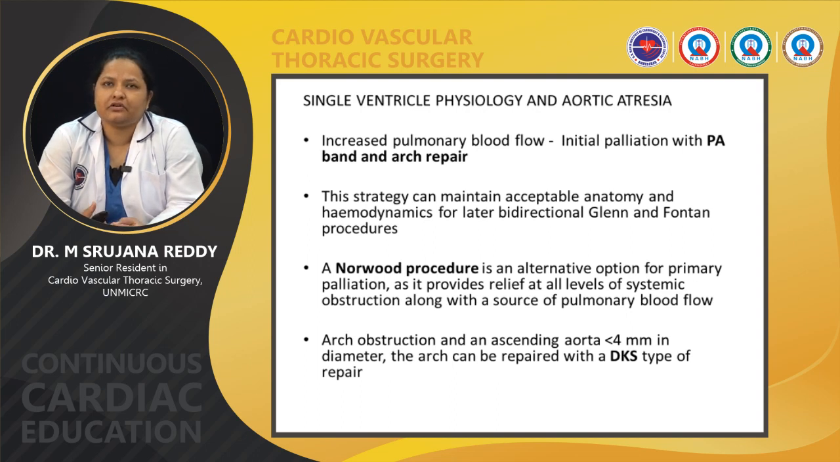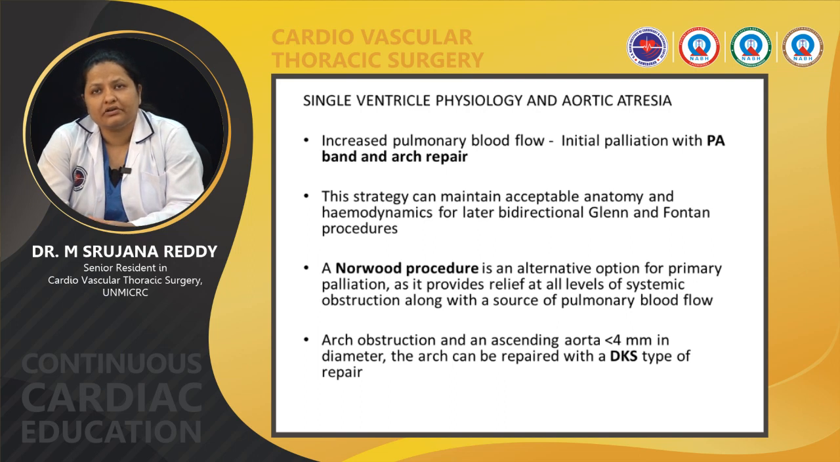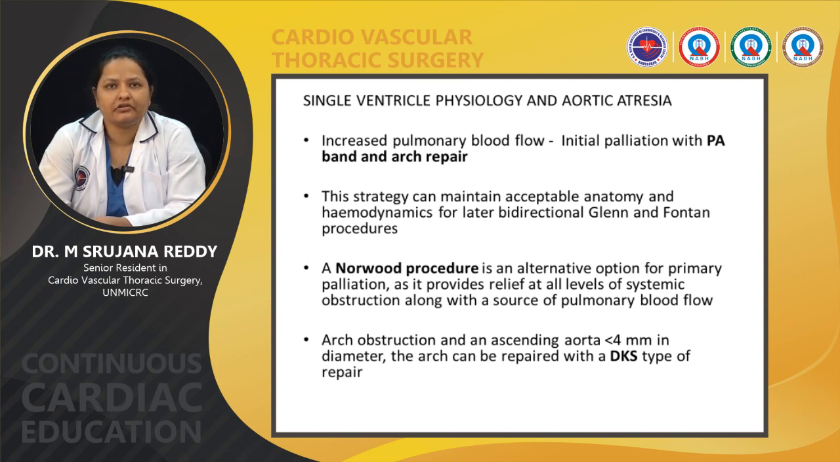Coming to single ventricle physiology and aortic atresia, in these there is increased pulmonary blood flow. So the initial palliation would be doing a PA band and an arch repair. The strategy usually maintains an acceptable anatomy and hemodynamics for later bidirectional Glenn and Fontan procedure. But disadvantages have also been postulated, as an initial PA band may distort the PA confluence or the branch arteries, making it difficult to go ahead with future Glenn or Fontan procedures.